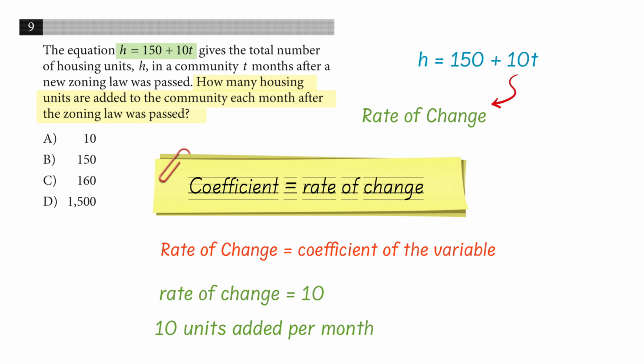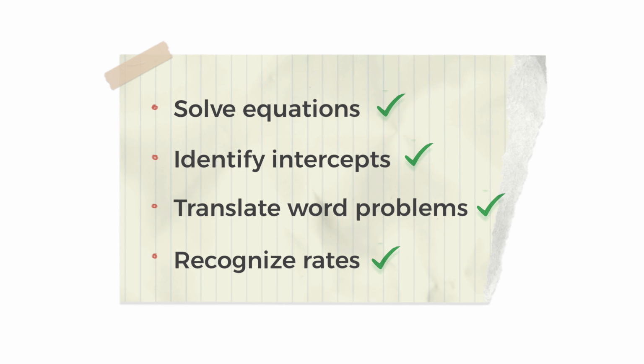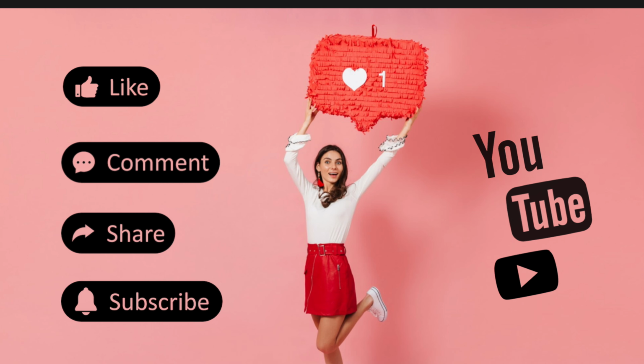So in just a few minutes, we worked through 4 core SAT math patterns: solving equations, identifying intercepts, translating word problems into algebra, and recognizing rates of change. These are exactly the kinds of ideas that appear again and again on the SAT. If you can spot these patterns quickly, you'll move through the math section much faster.